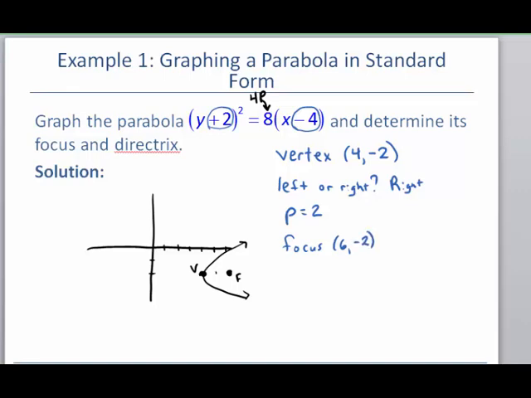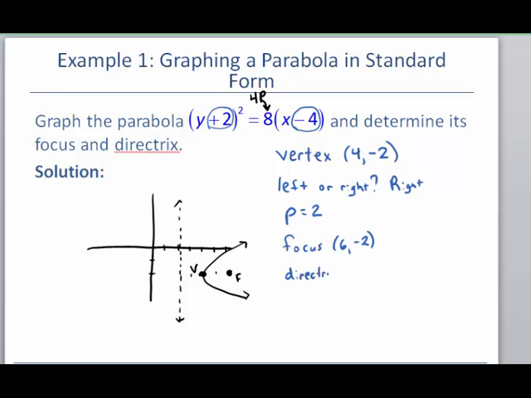Now, I also know that the p-value helps me determine the location of the directrix. So if I count back 2 units, then right here I have that line that's going to be my directrix. So we have a distance of p from vertex to focus and also a distance of p from vertex to directrix. Now, what is the equation of that line?